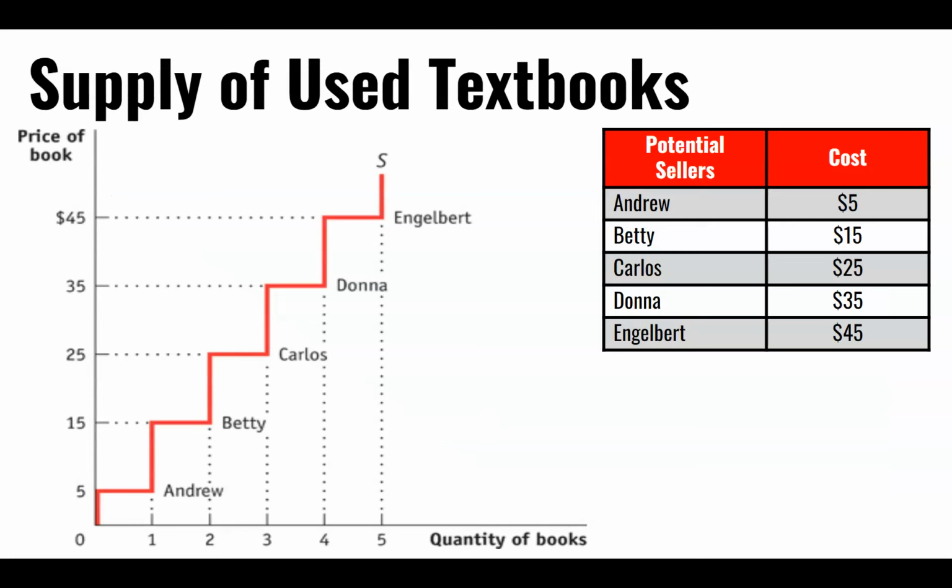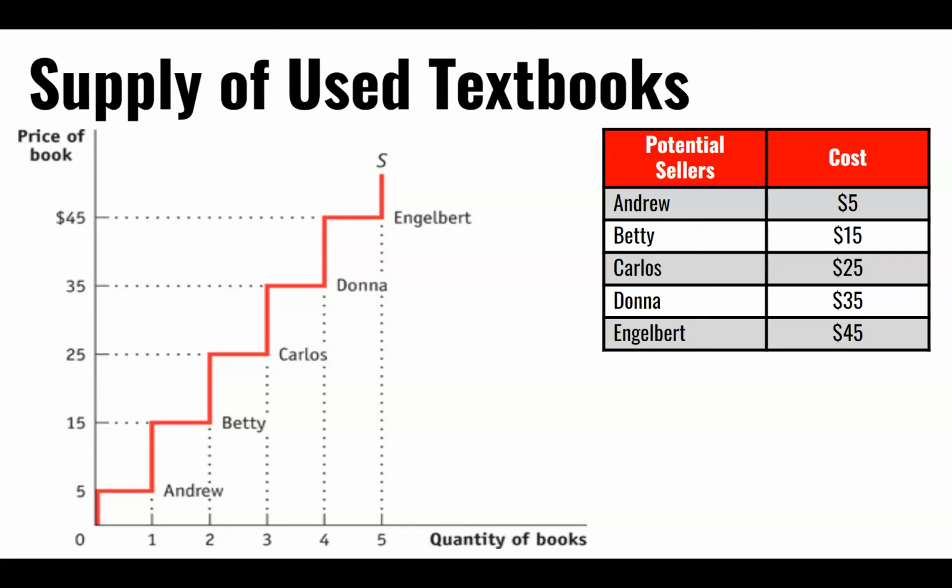Producer surplus is similar. Again, we could assume that there's a market for used textbooks and that there are 5 people willing to sell their textbooks: Andrew, Betty, Carlos, Donna, and Engelbert. And each one of them has a price they're willing to accept. Andrew's willing to sell his book for as little as $5, whereas Engelbert will hold on to his book unless he can get a price of $45. Again, I don't know what the price is. It depends on where supply and demand intersect, but I do know that I have a supply schedule that would tell me that if the price were $30, for example, that there would be 3 textbooks sold.